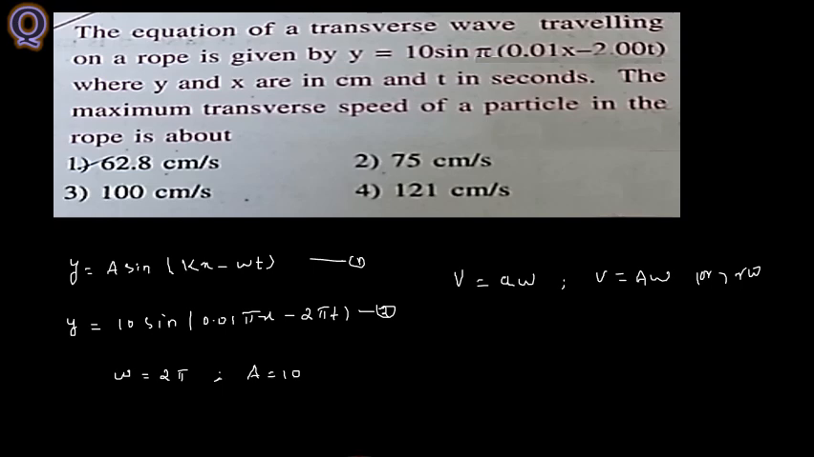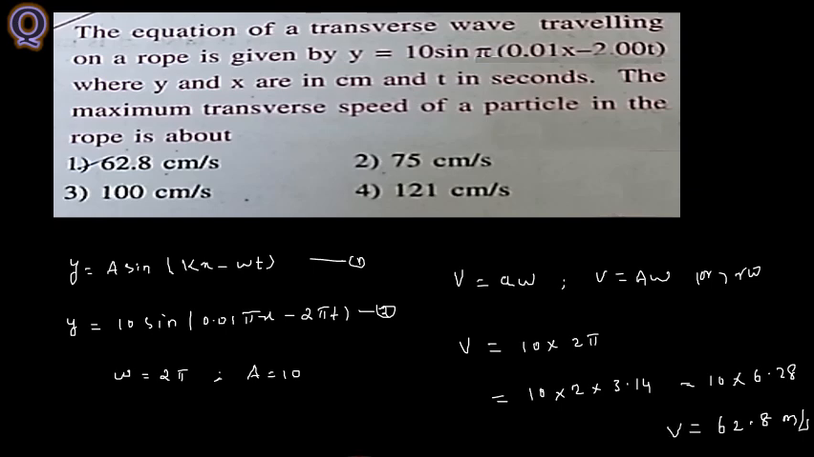Hope you remember this one. According to this, a is the amplitude here. From this one, v is equal to a omega, where a is 10, so 10 into the omega value, 2 pi. Now this is 10 into 2 into pi value 3.14. Now that is 10 into 6.28. If you multiply, that value is 62.8. In this case, they have given it in centimeters, so you mention it as centimeter per second. So the answer in this case.